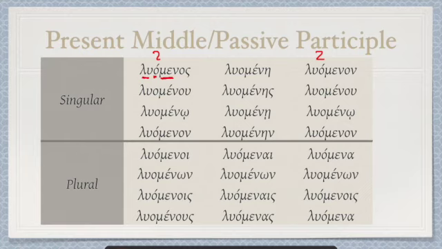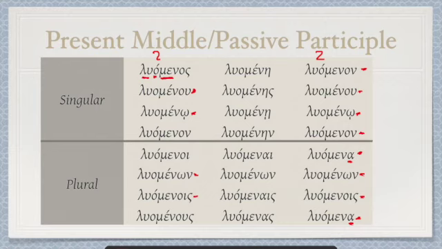The plural, erga, ergon, ergois, erga. Here we have luamina, luominon, luominois, luomina. Again, nominative and accusative are identical. We get the alpha there to tell us we're dealing with the plural. The genitive and dative are identical to the masculine.